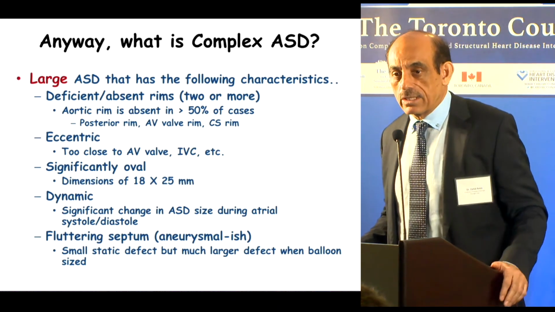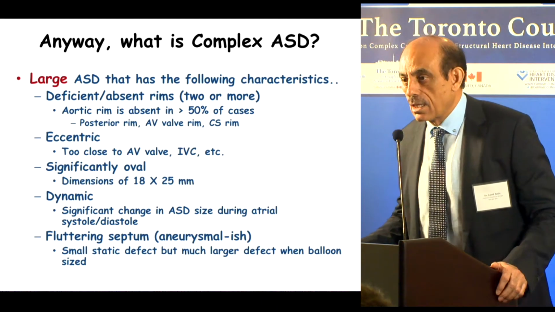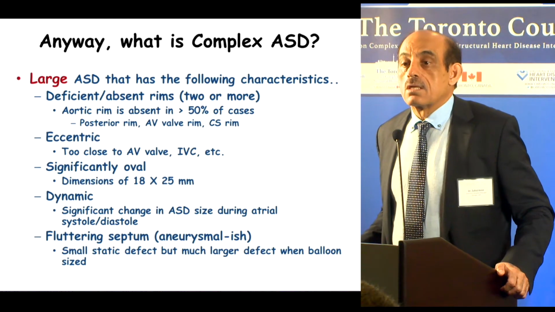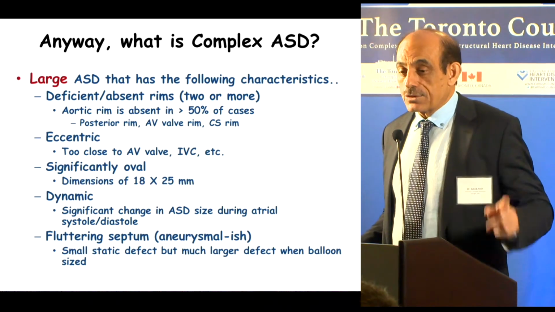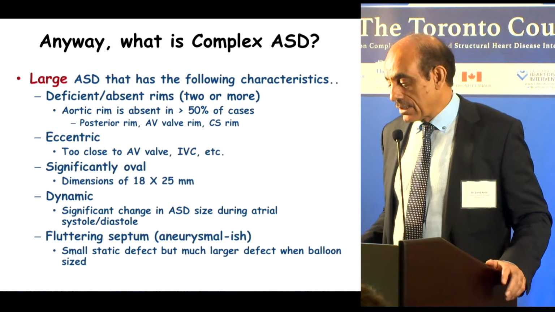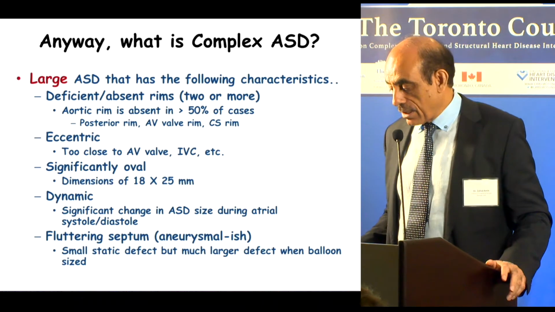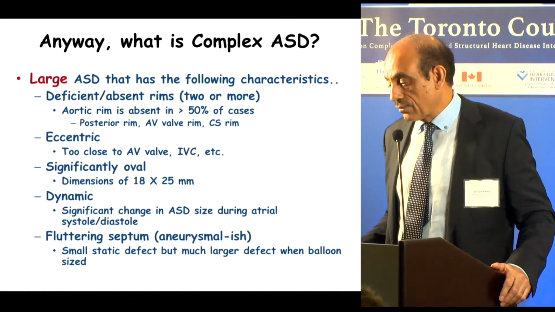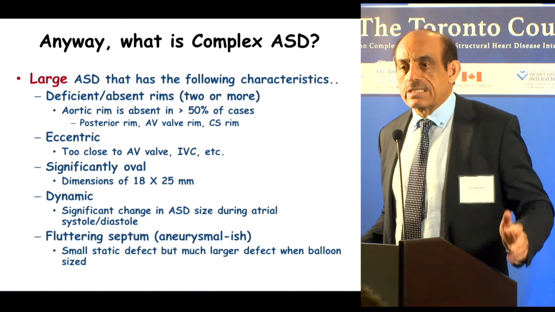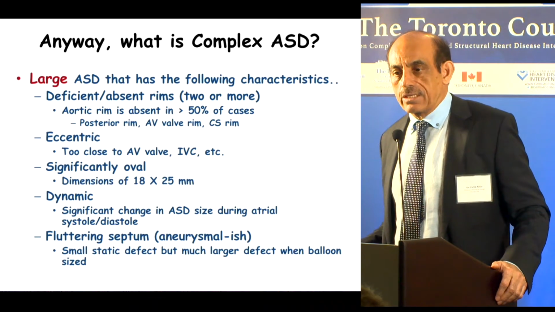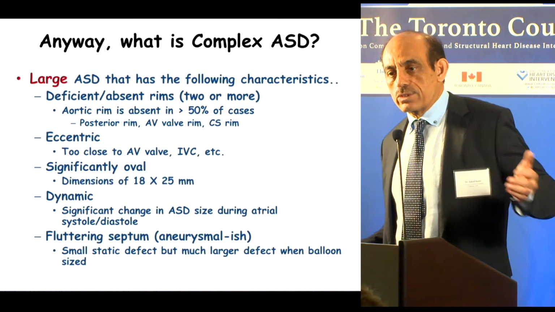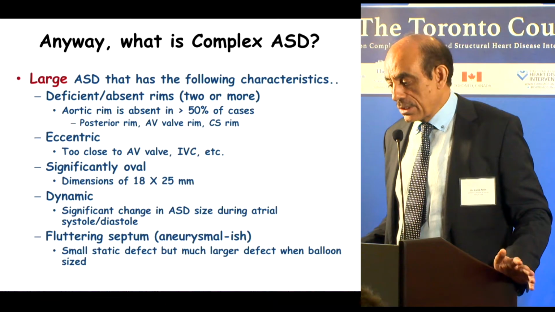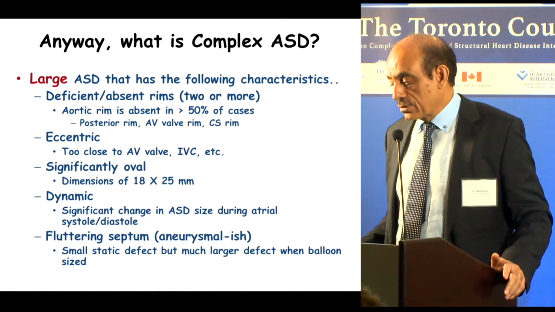I really couldn't care less about deficient aortic rim. I couldn't care less about deficient posterior rim. I couldn't care less about insufficient AV valve rim. I would care about IVC rim absence, but that will be one rim I'll be very much worried about. I'm worried about eccentric ASD. Sometimes they are located not really in the middle. They may be towards the IVC side, maybe too high, maybe too anterior, maybe too posterior. Those are the ones that are difficult to close.